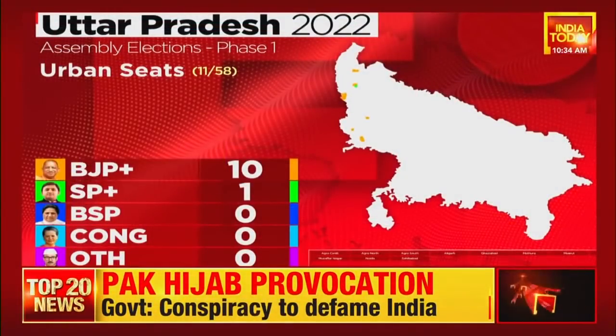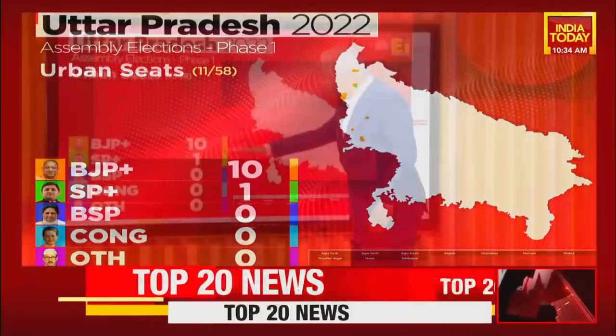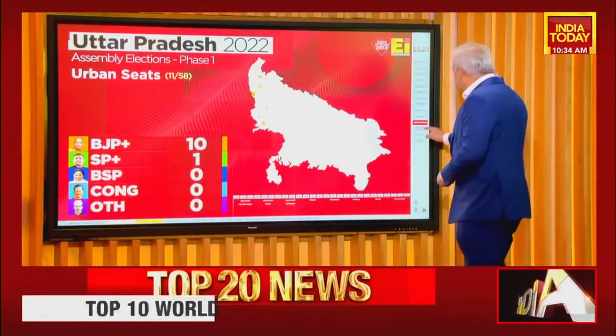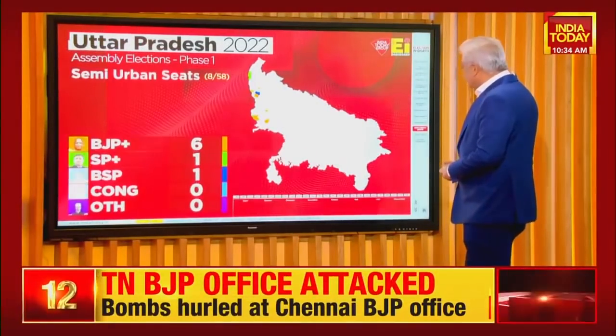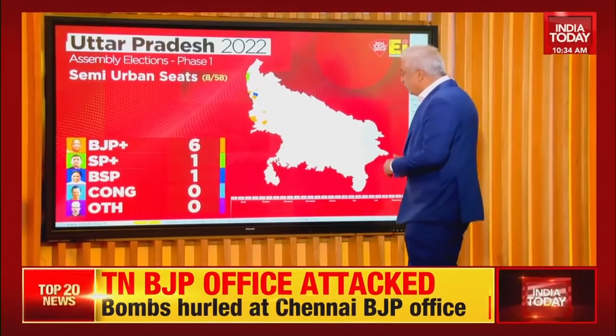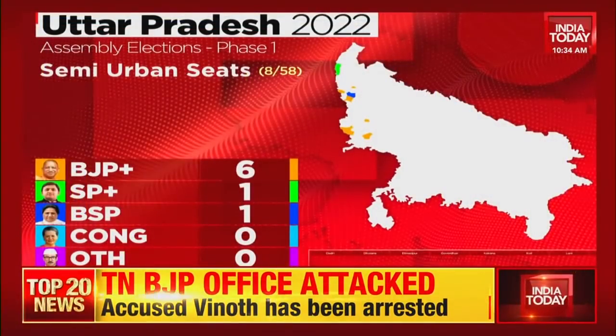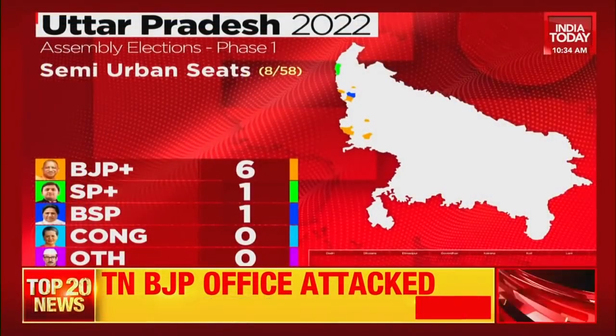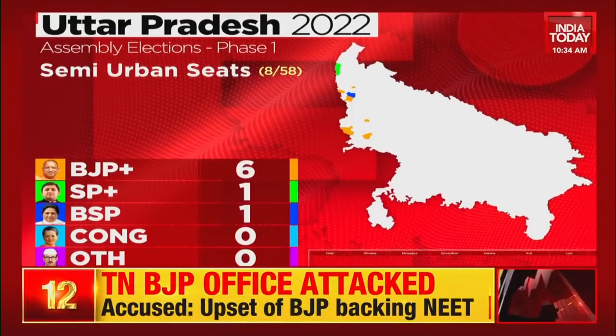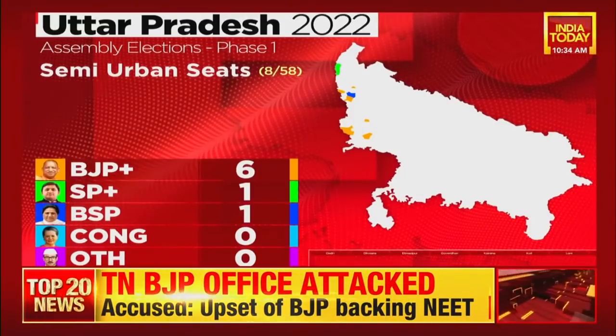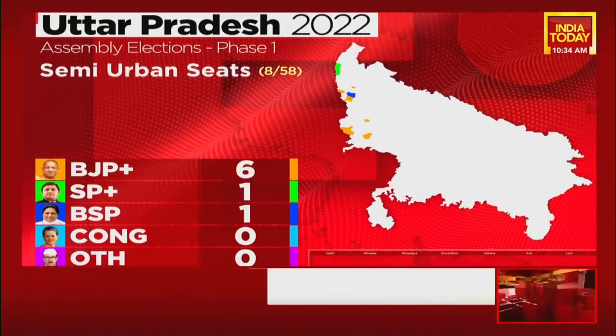Places like Gautam Buddha Nagar, Ghaziabad. The BJP won 10 of them. The Samajwadi Party just won one. Then you go to semi-urban seats in and around Aligarh, in and around Mathura, and the BJP again dominated, 6 to them, 1 to the SP, BSP. Now the BSP has been the big letdown in terms of their decline in this part of urban Uttar Pradesh. This was the significant thing.